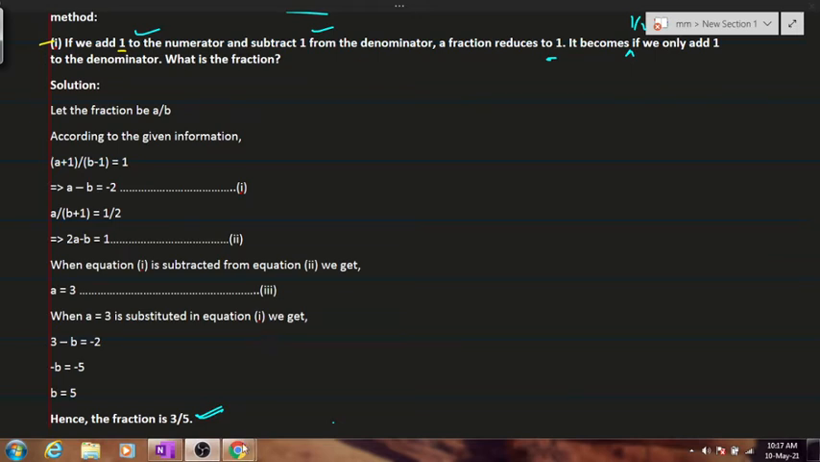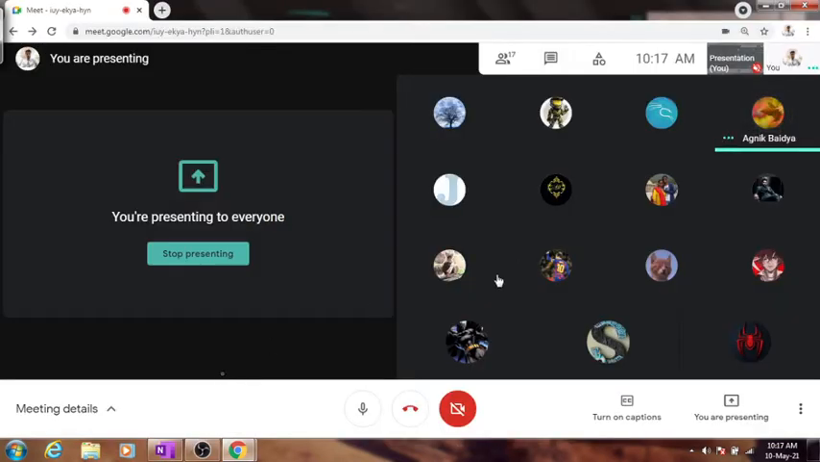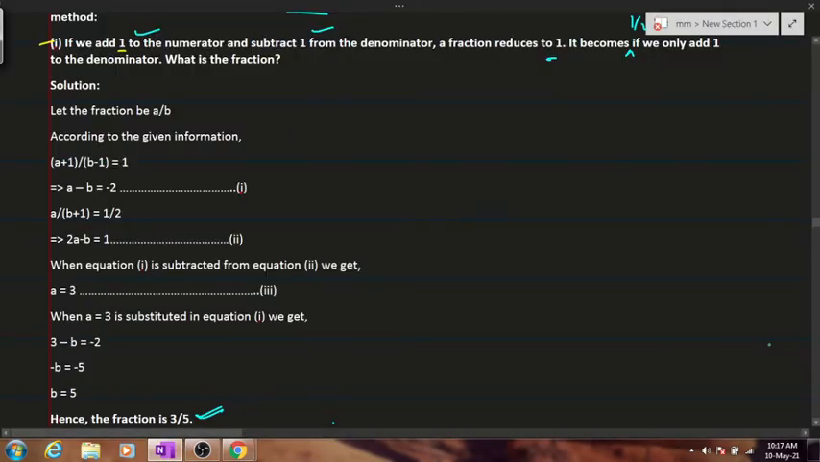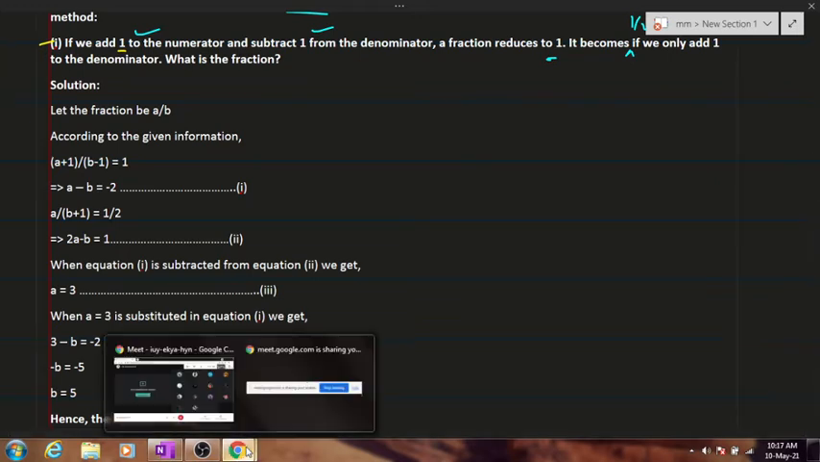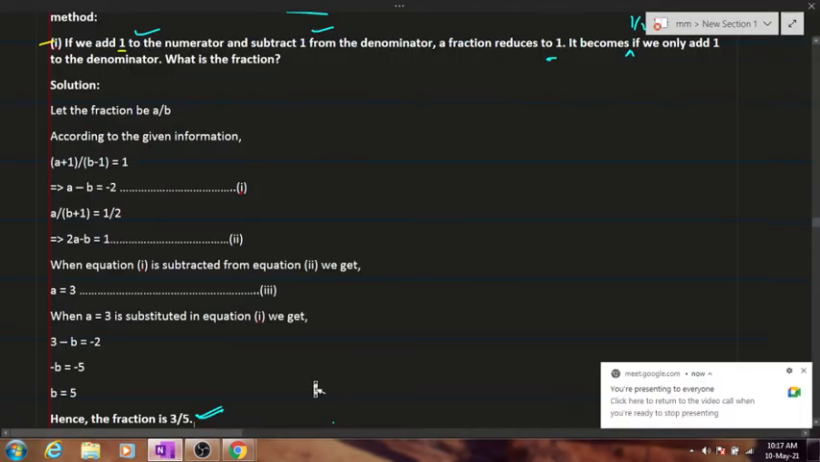Is this numerical clear to everyone? Kindly confirm yes or no. Everyone, yes or no? Yes, sir. Move on to the second one. Should we move on to the second one? Confirm everyone, sleeping people of 10D. Should we move on to the next one? Yes, sir. Okay.